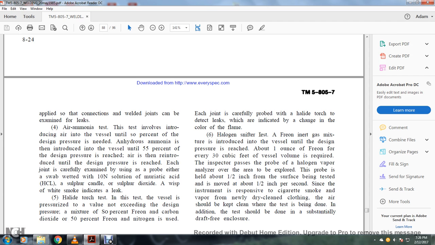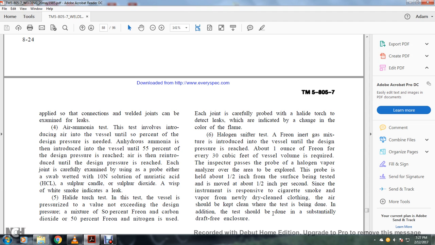Halogen sniffer test. The Freon and air gas mixture is introduced to the vessel until the design pressure is reached. About 1 ounce of Freon for every 30 cubic feet of vessel volume is required. The inspector passes the probe of the halogen vapor analyzer over the area to be examined. The probe is held within 1/4 inch of the surface being tested and moved about 1/2 inch per second. Since the instrument is responsive to cigarette smoke and vapor from newly dry cleaned clothing, the air should be kept clean while the testing is being done.